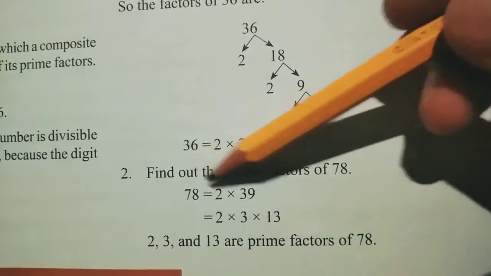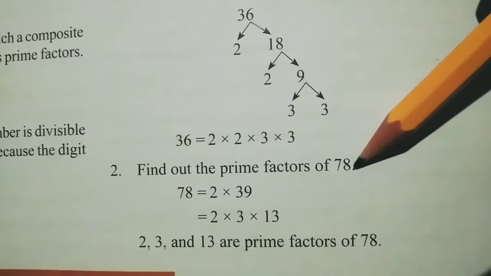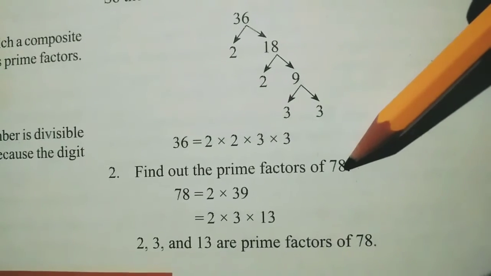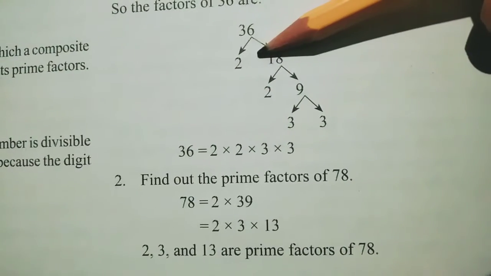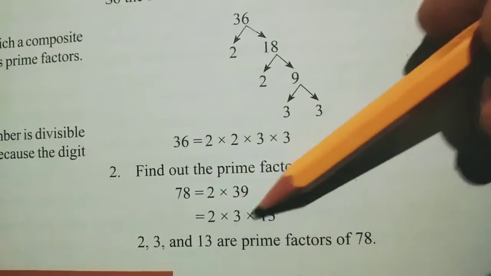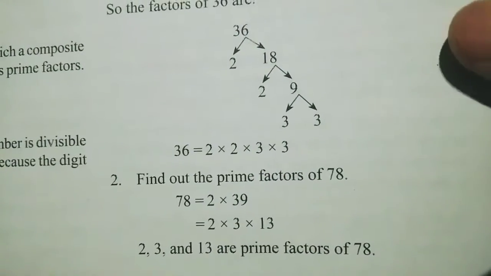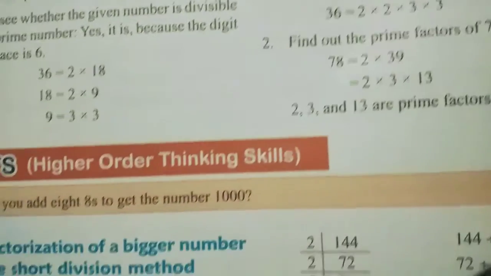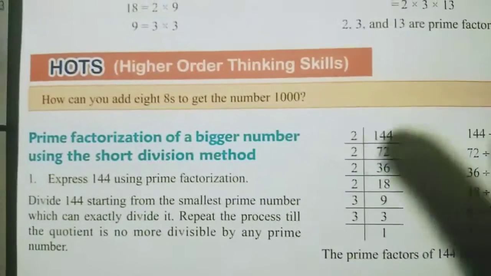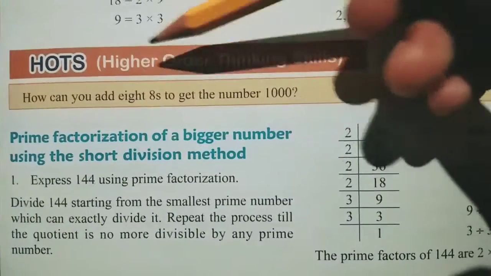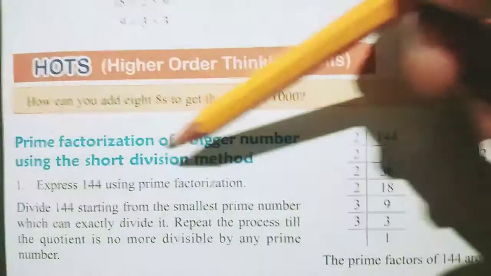Understood? So now write this 78 as prime factors. So again you have to make a factor tree like this, and you can write. So this is the answer, 2 into 3 into 13. Okay, in this way you have to write. So in lower classes we have seen the factor tree method, but now in this class we will see another method that is called the short division method.